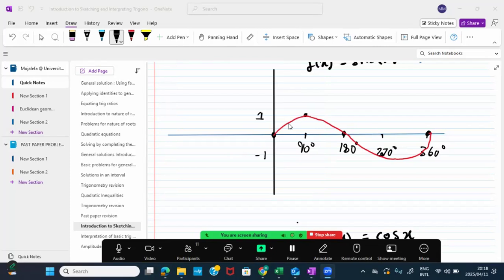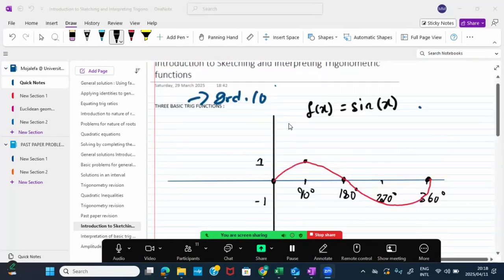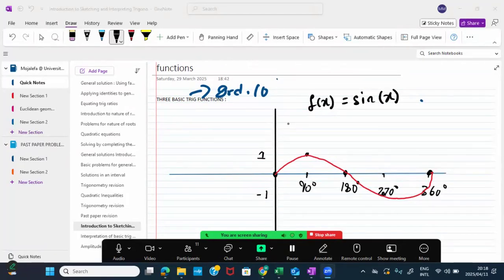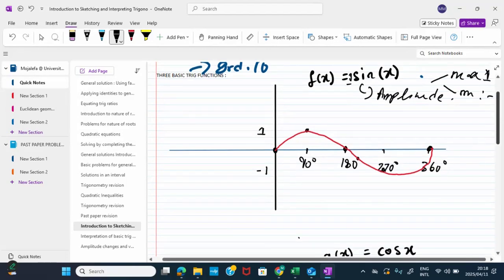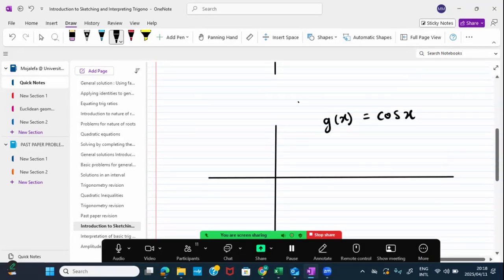Isn't it the appropriate range that we use? Yes, it's the range. Remember that sin x has a maximum value of 1. It's all because of the amplitude. The amplitude of this function is 1. The maximum it can have is 1, the minimum it can have is -1. Remember that from grade 10.